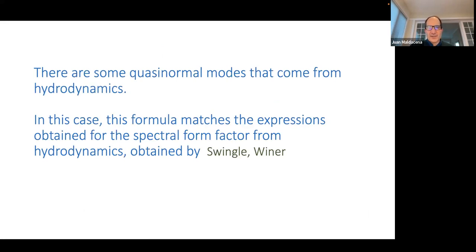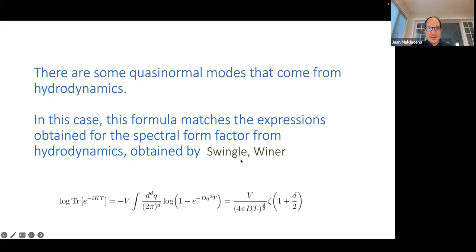Now, in particular, there are some quasi-normal modes that come from hydrodynamics in cases where the black hole has some hydrodynamic degrees of freedom. And in this case, the formula that we just discussed matches the expressions that were obtained for the spectral form factor from hydrodynamics. Swingle and Winer computed the spectral form factor in cases where we have a hydrodynamic description, and there is a particular expression for this quantity that we can derive from the quasi-normal modes, and it agrees with what they had.